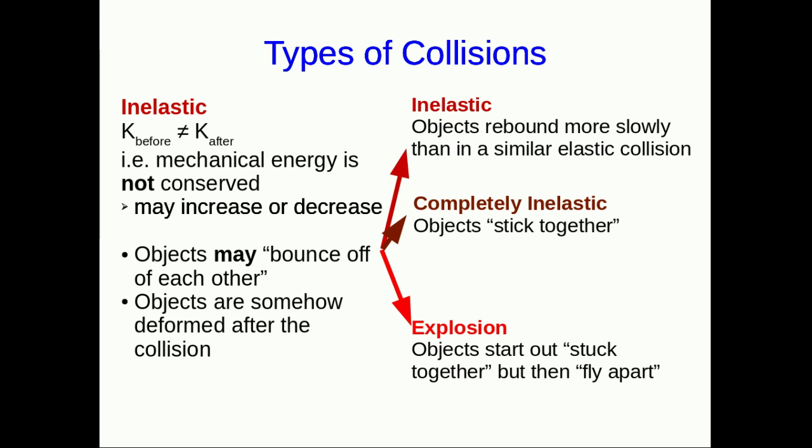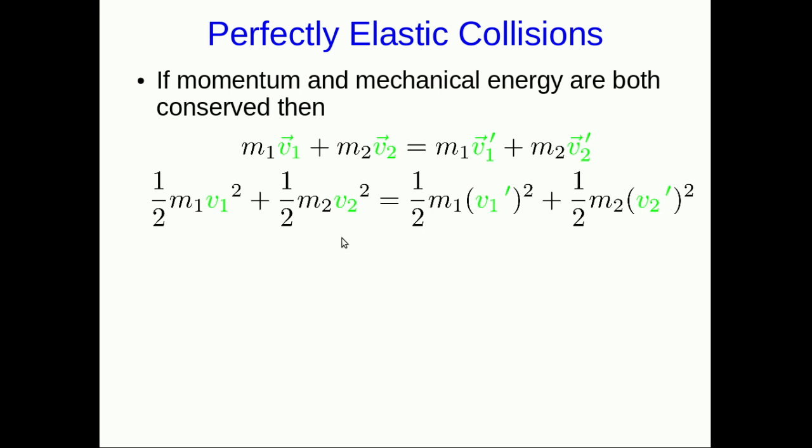On the other hand, you can have what's called an explosion, where the objects start out stuck together but then go flying apart somehow. This is sort of like the opposite of a completely inelastic collision. Well, here the kinetic energy is increasing, so it's inelastic. And so this is a case where you get a kinetic energy after that's greater than the kinetic energy before. So suppose the momentum and mechanical energy in a collision are both conserved.